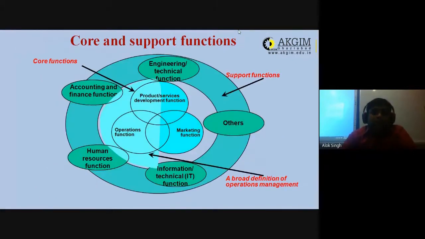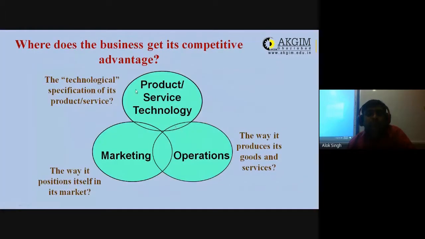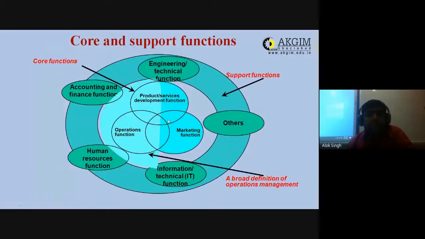So here it is written core and support functions. What are core functions? As I have told earlier: product or service development function, technology, process, etc., operations function, and marketing function. That I have discussed earlier. So these three are the core functions. And what are the support functions?